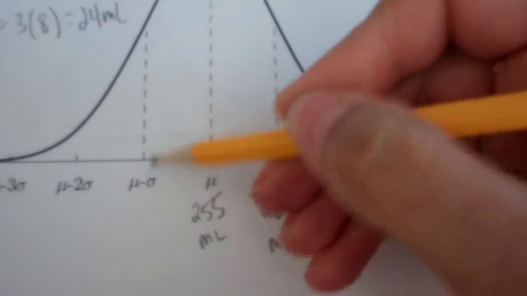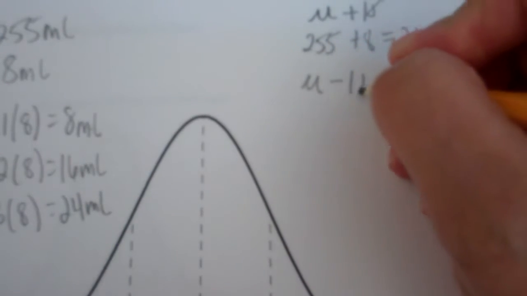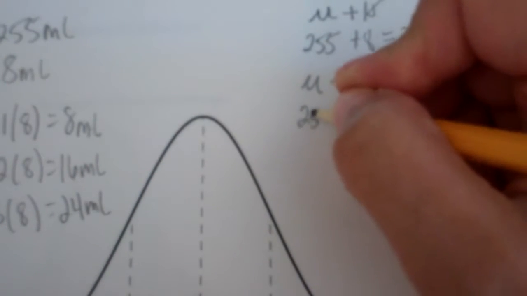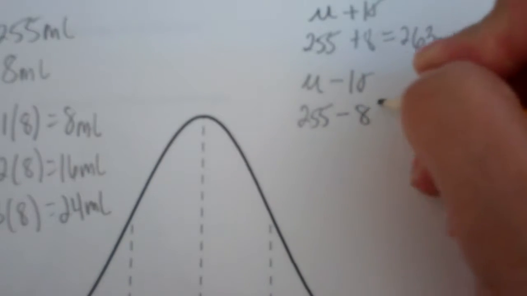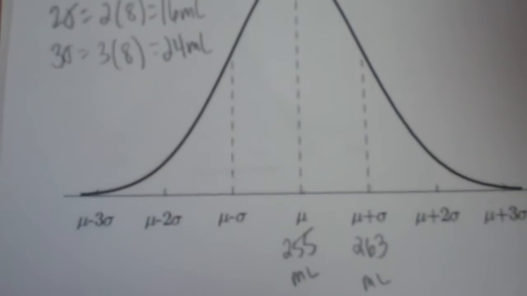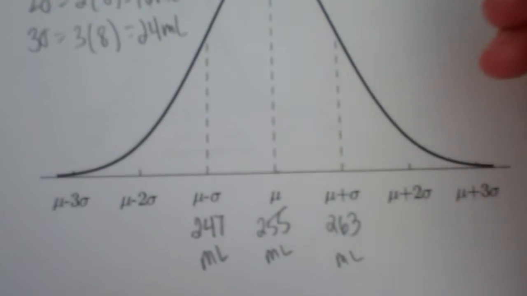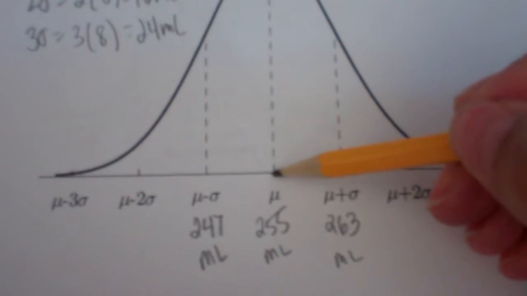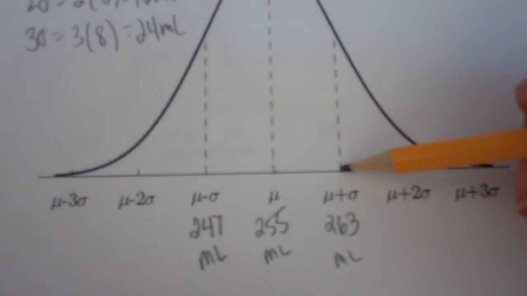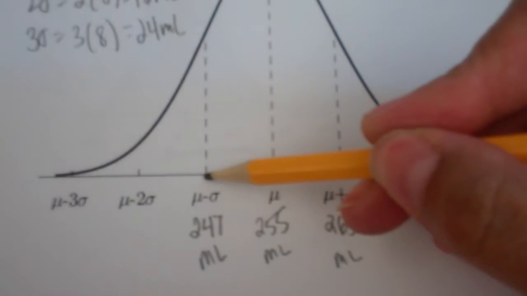Let's do minus 1 standard deviation. So we have mu minus 1 standard deviation. We're going to take our 255 minus 8, and we're going to get 247 milliliters. And that's what we're going to write out in our diagram, 247 milliliters. We are now showing that from our center, increasing by 1 standard deviation gets us to 263 milliliters. Going back to our center, decreasing by 1 standard deviation gets us to 247 milliliters.